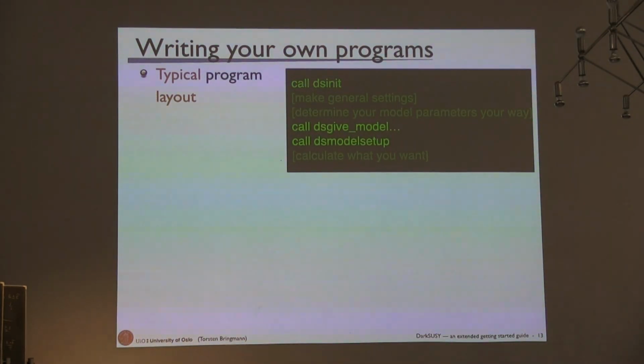You can determine your model parameters either by hand or you read them in from some file or from screen, whatever. Afterwards, you always call a routine that starts like ds_gif model. What this does is essentially convert input parameters to relevant couplings, masses, and so on. For example, Lagrangian parameters to running masses, couplings at the scale that you're interested in. And then afterwards you call ds model setup, which transfers all the relevant quantities to global variables that the code needs. So it's always the same structure.